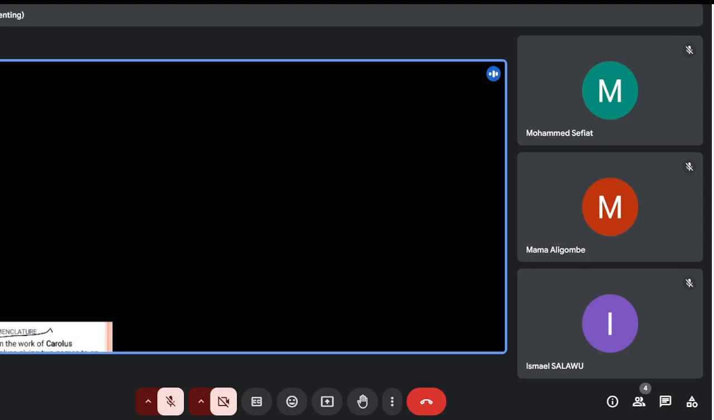Now, how do we come about the generic and the specific name? He is also the scientist that identified 7 levels into which organisms could be classified.